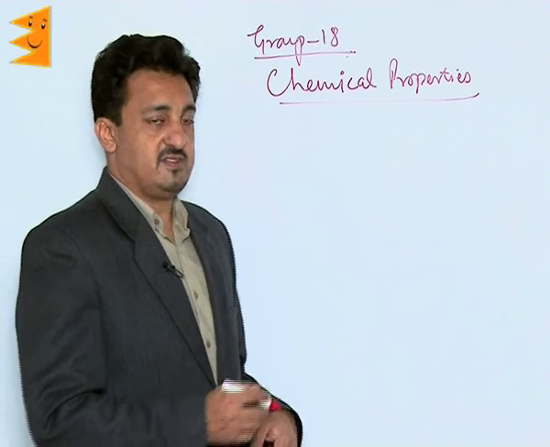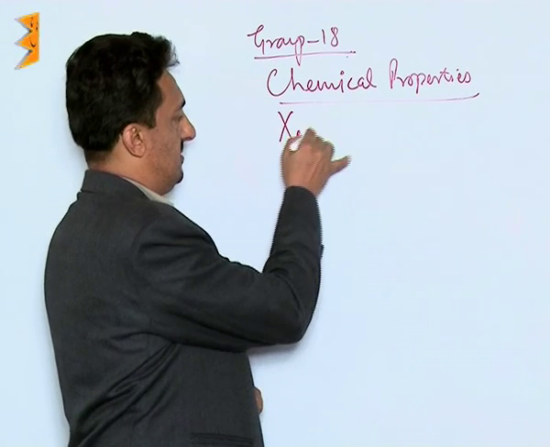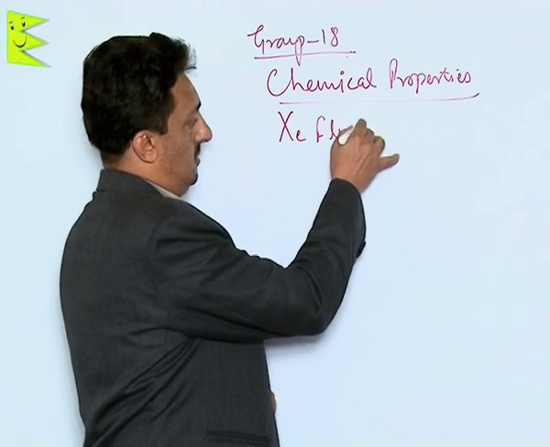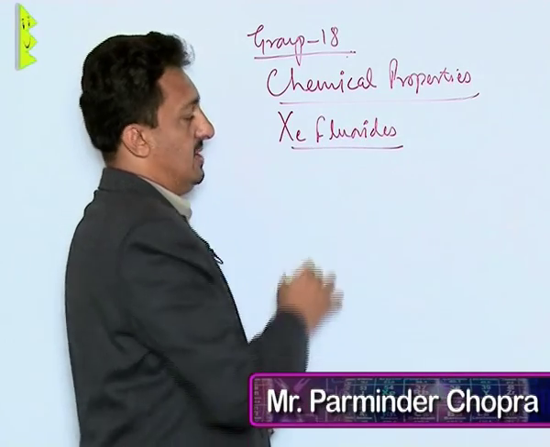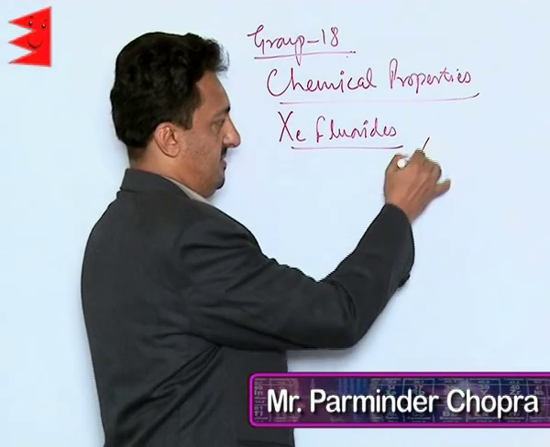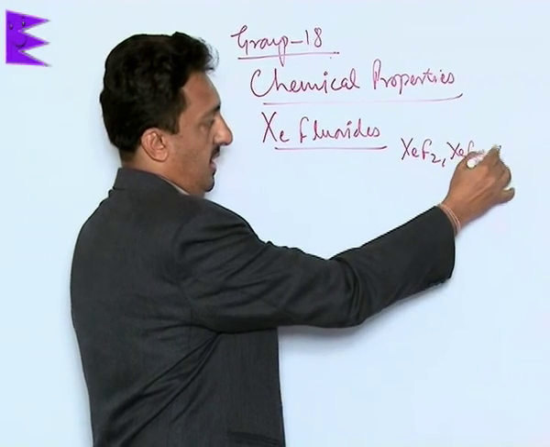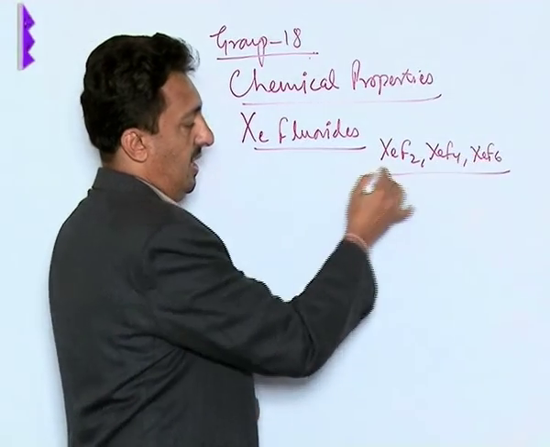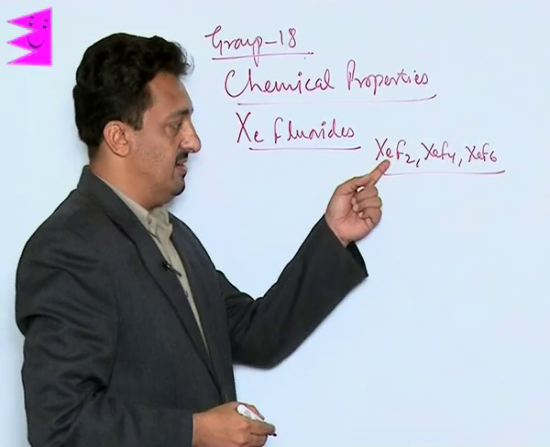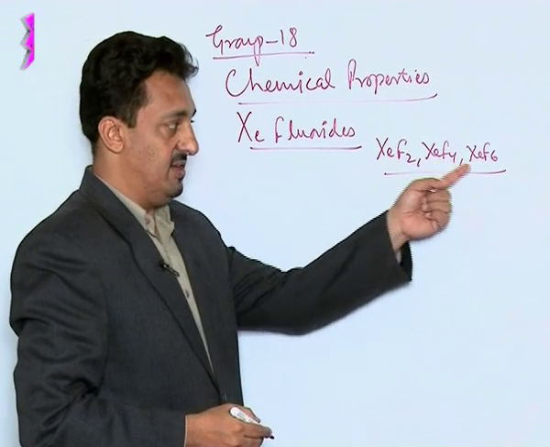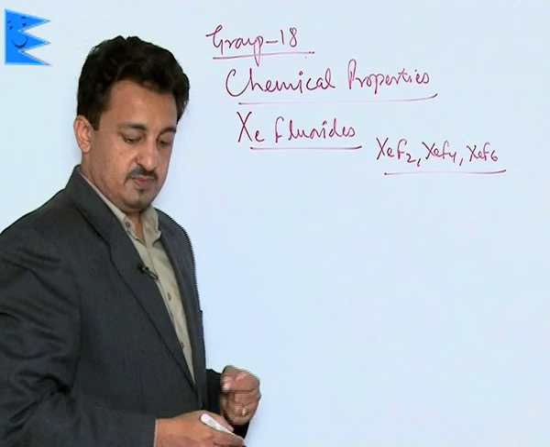Let us study first the xenon fluorides. Xenon forms three types of fluorides: XeF2, XeF4 and XeF6. Xenon difluoride, tetrafluoride, hexafluoride.